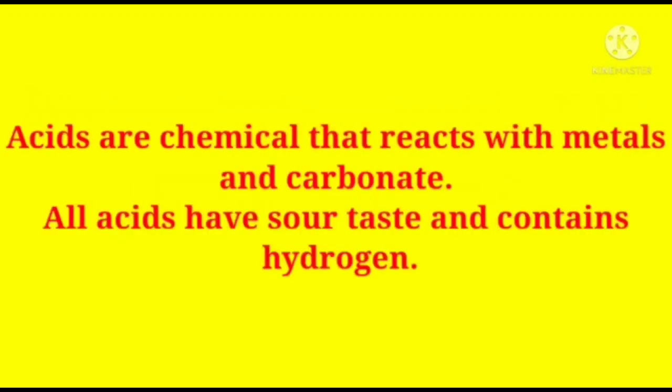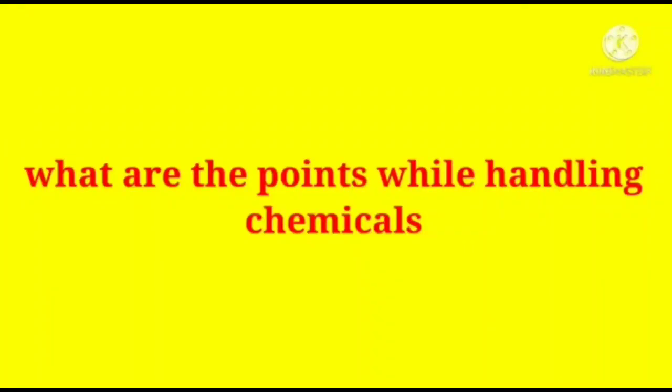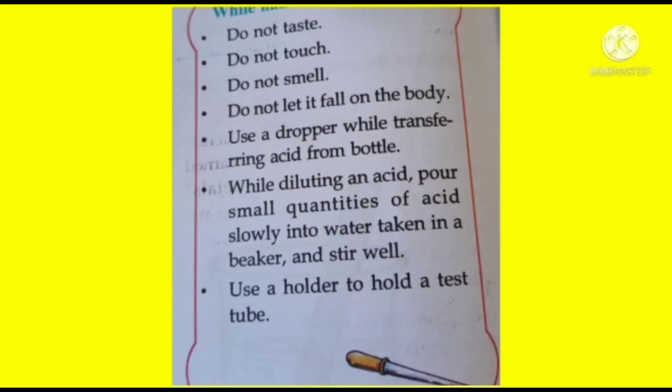What is acid? Acids are chemicals that react with metals and carbonates. All acids have a sour taste and contain hydrogen. What are the points to remember while handling chemicals? Do not taste, do not touch, do not smell, do not let it fall on the body. Use a dropper while transferring acid from a bottle. While diluting an acid, pour small quantities of acid slowly into water taken in a beaker and stir well. Use a holder to hold a test tube.